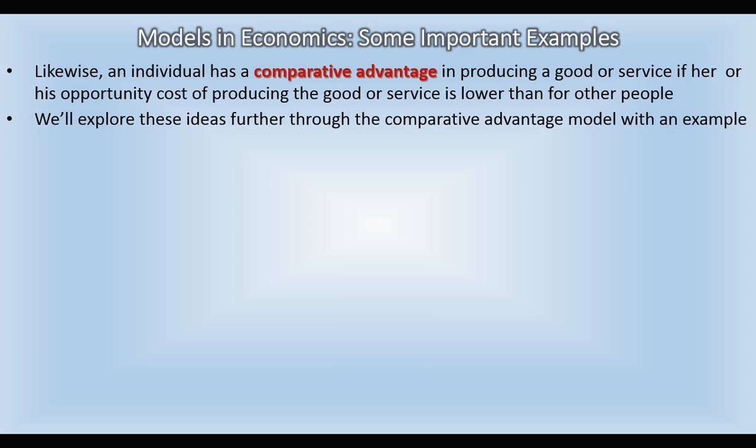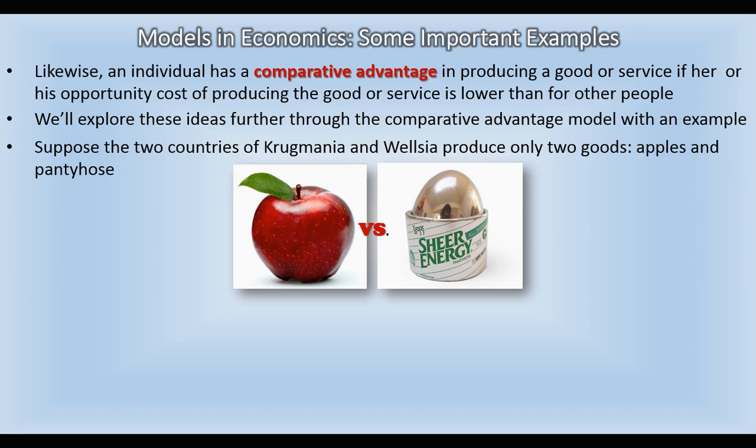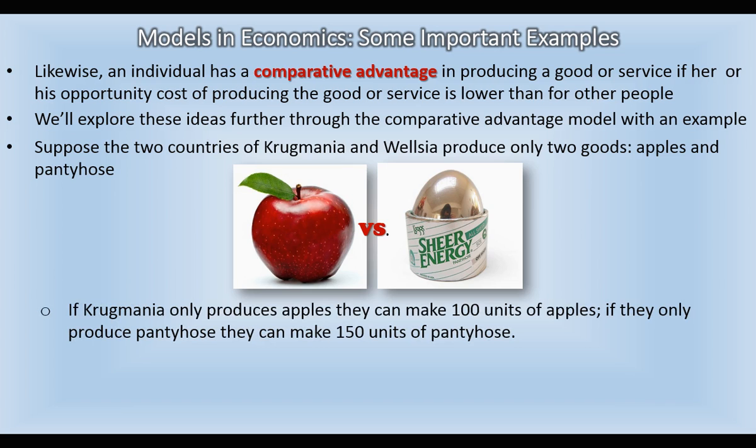So we'll explore these ideas further with an example that should highlight, again, how the model works and how you can identify who has a comparative advantage and who should be making what. So suppose there are two countries, one named Krugmania and the other named Welsia, and they can produce only two goods, apples or pantyhose. That's all you can produce. If Krugmania only produces apples, they can make 100 units of apples. If they only produce pantyhose, then they can make 150 units of pantyhose. So what do these numbers mean in terms of Krugmania and their production possibility frontier?